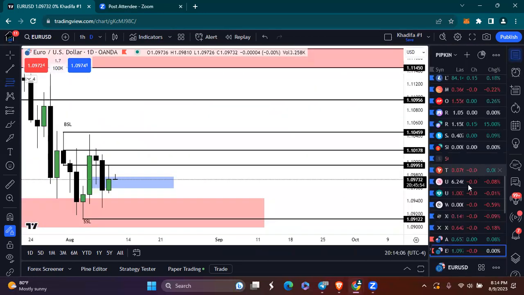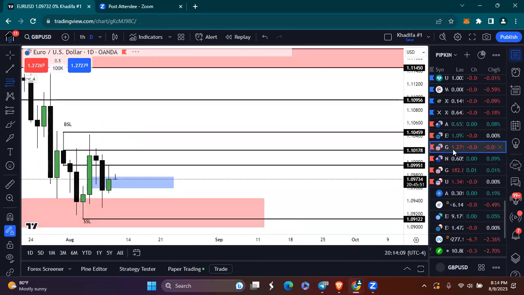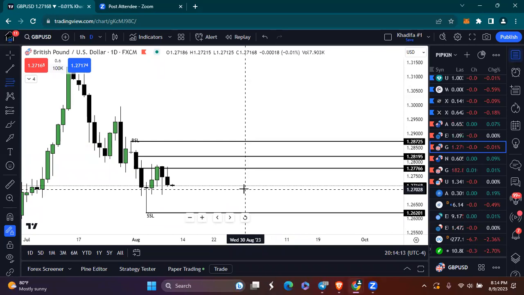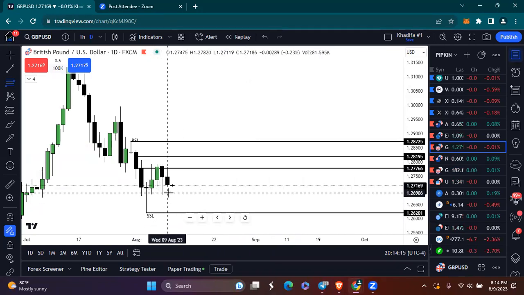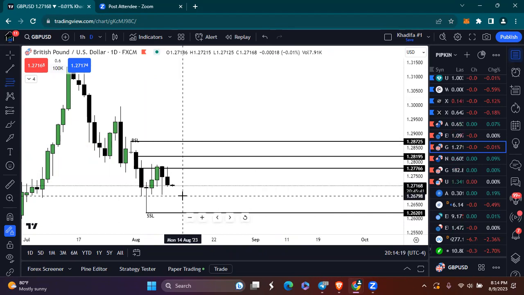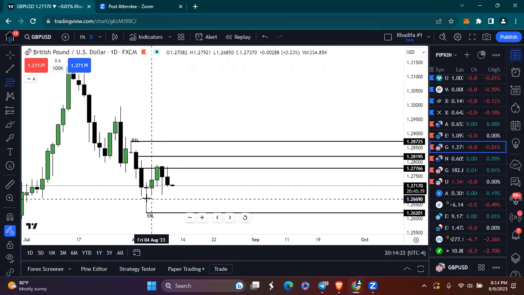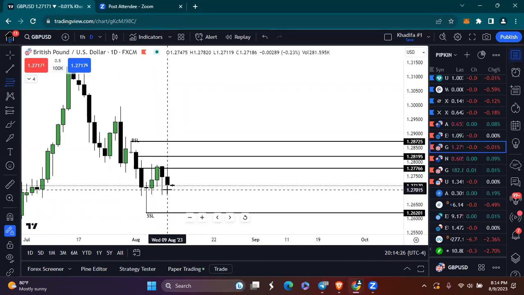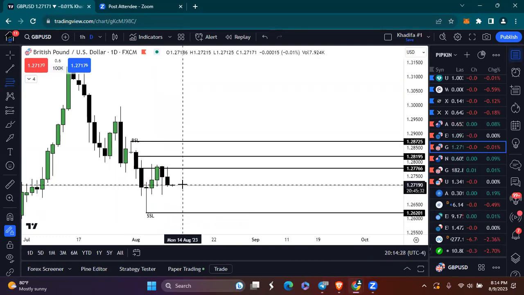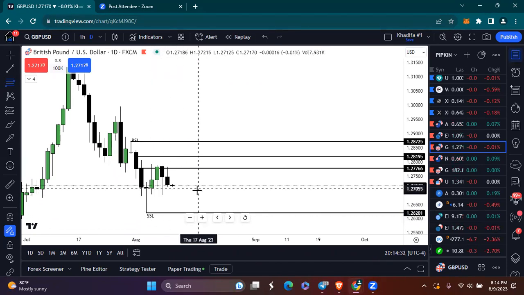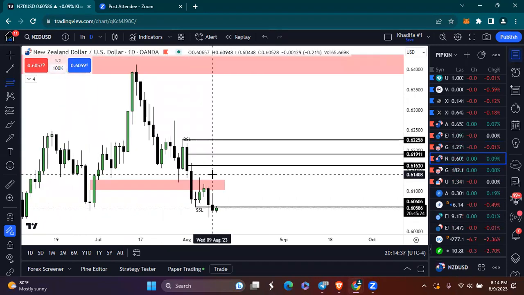So moving on to pound, same thing. We got that downward move that I wanted to see. We didn't run sell side liquidity, but we did run Friday's sell side liquidity. So I would like to see us continue to the downside to run sell side liquidity for pound, but we do have high impact news drivers coming out tomorrow.